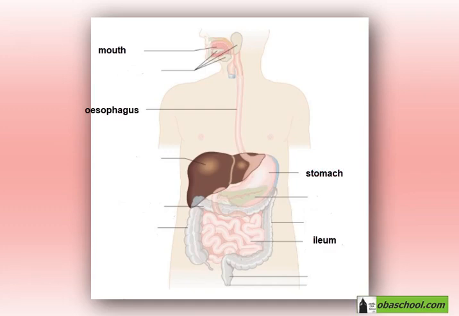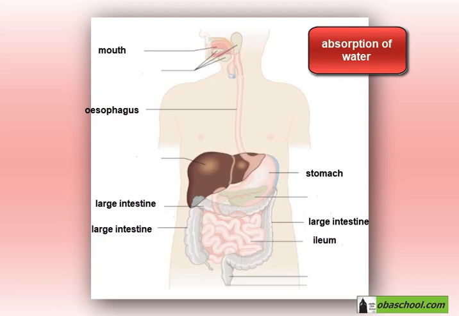After the ileum, we have the large intestine. Here we have absorption of water. Most of the water that we drink is absorbed in the large intestine.